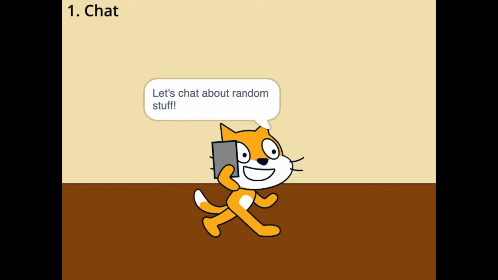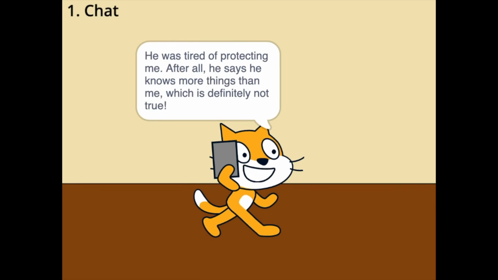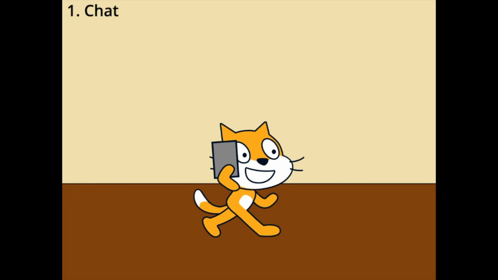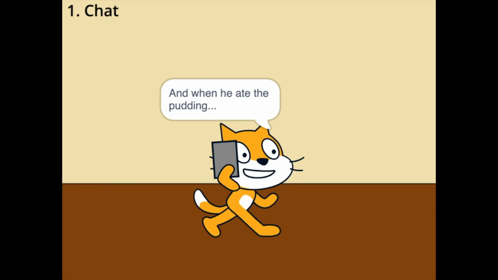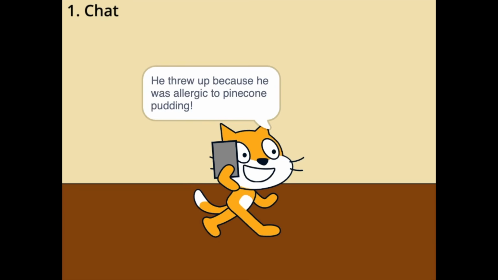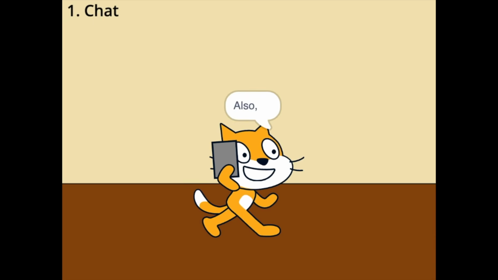Hello, Ligma. Let's chat about random stuff. So did you hear about when Blue Cat ate the wrong pudding? He was tired of protecting me. After all, he says he knows more things than me, which is definitely not true. And when he ate the pudding, he threw up because he was allergic to pine cone pudding, made with literal pine cones.